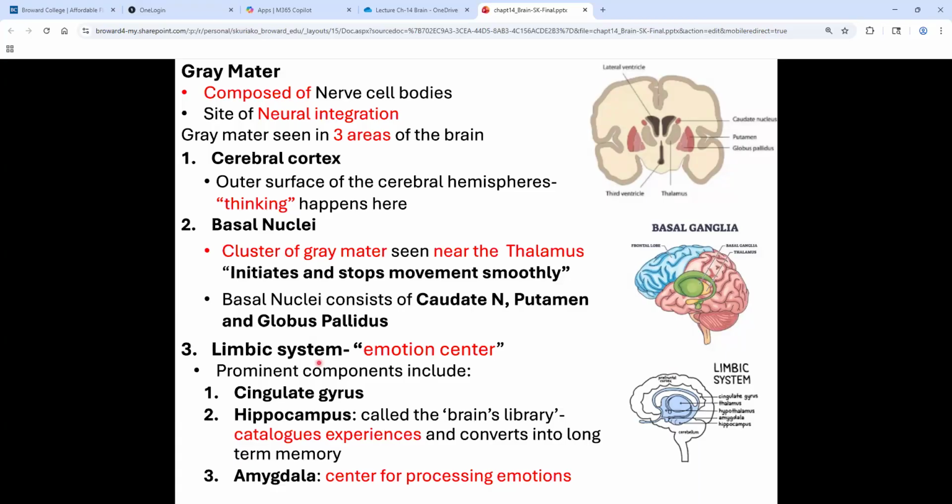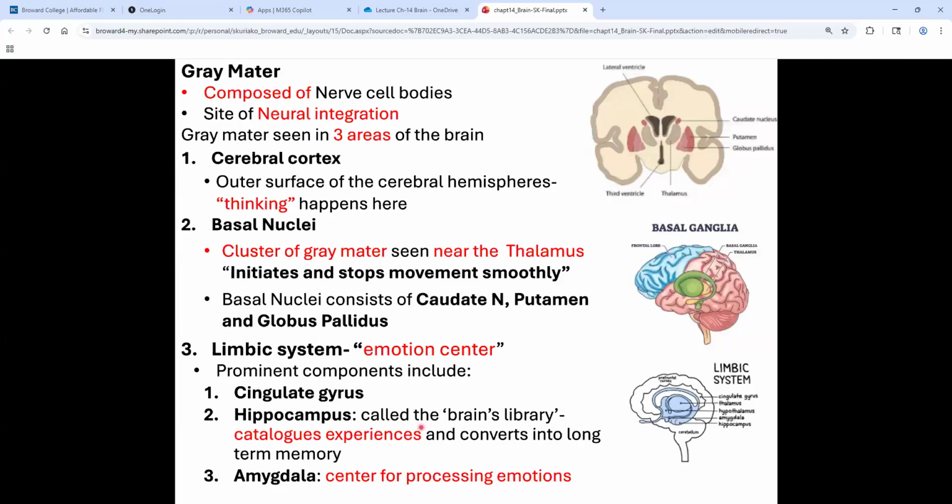And over here, you have a few important, prominent areas. It's called the cingulate gyrus. You can see it here. This is the cingulate gyrus, right above the corpus callosum. And there is another area called the hippocampus, again part of the limbic system.